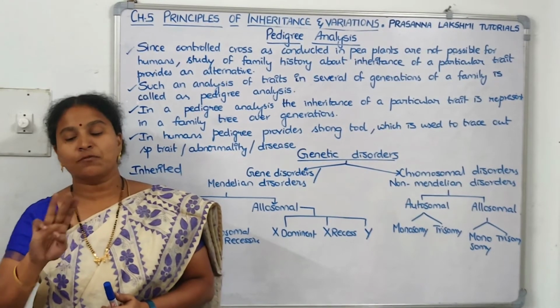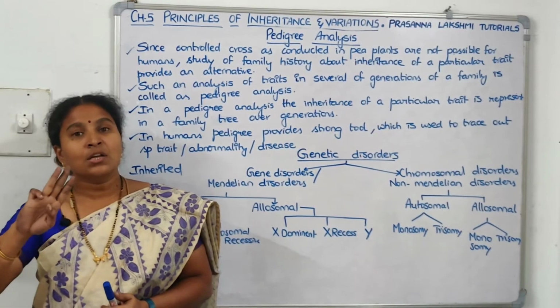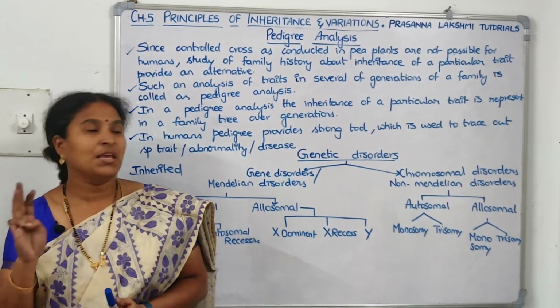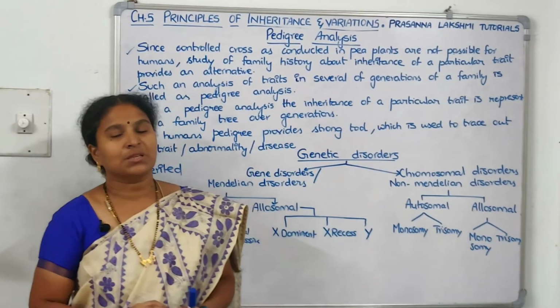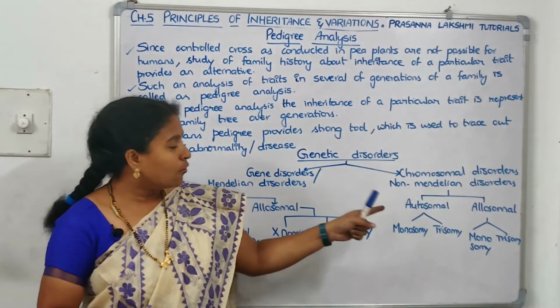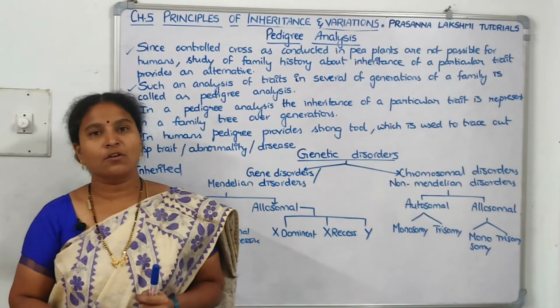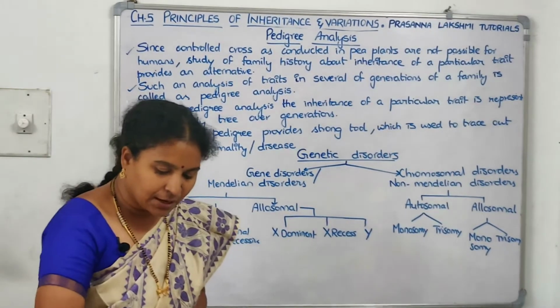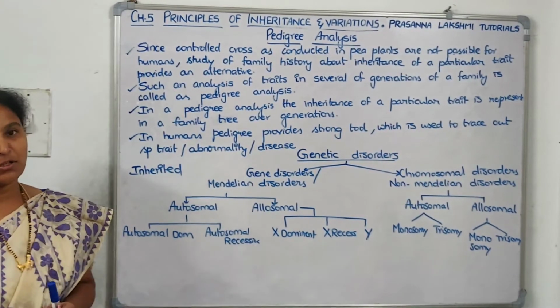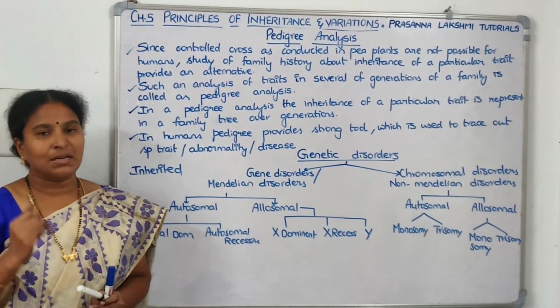21st chromosome, instead of two, three appeared. So that's called 21st chromosome trisomy. So trisomy of autosomes, monosomy of autosomes. Similarly, trisomy of allosomes, monosomy of allosomes. So all these are the types of genetic disorders, and if you want, we can write the examples of these genetic disorders also, which we have to see one by one in detail.